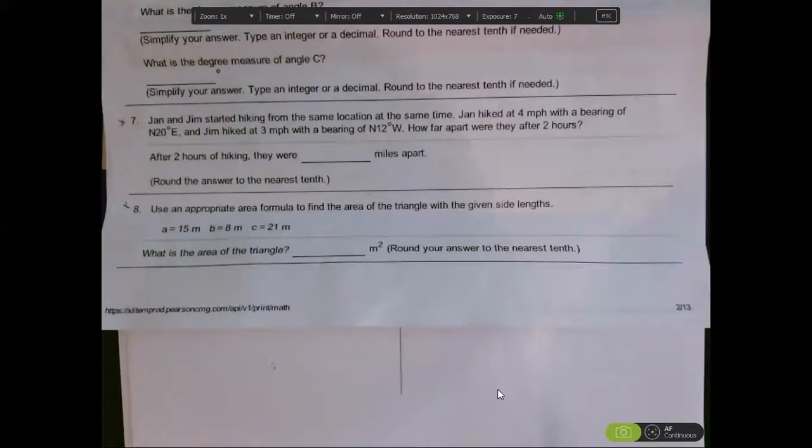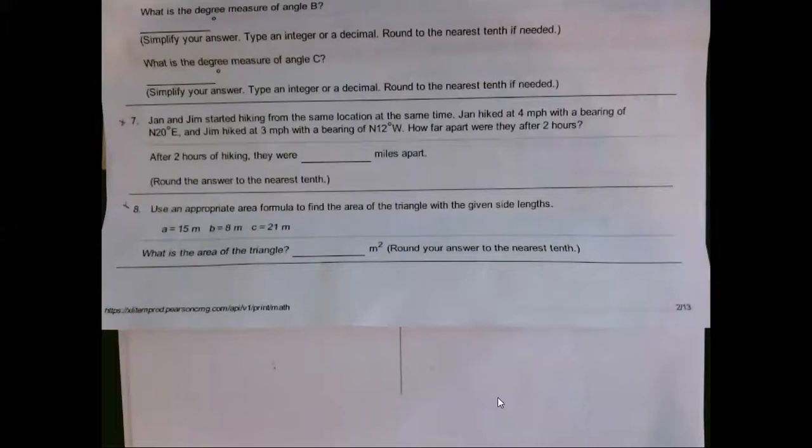So in this problem we have problem number 7. Jen and Jim started hiking from the same location at the same time. Jen hiked at 4 miles per hour with a bearing of north 20 degrees east, and Jim hiked at 3 miles per hour with a bearing north 12 degrees west. How far apart were they after 2 hours?